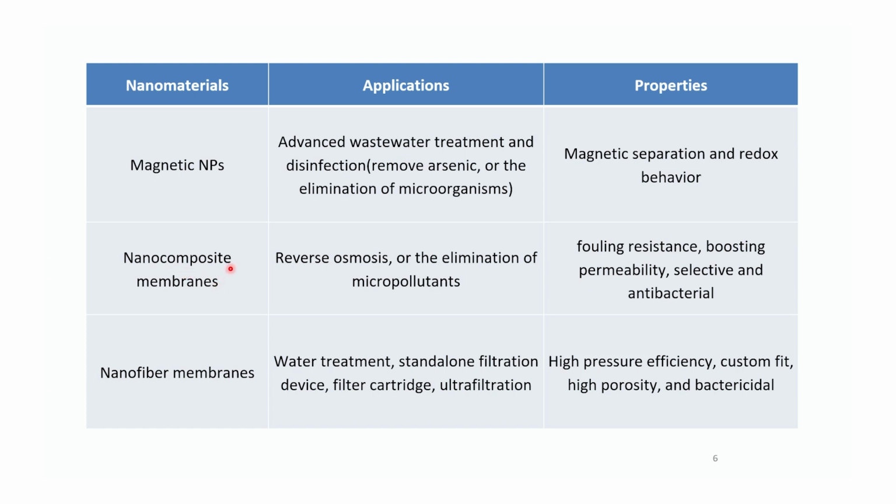Then nanocomposite membranes. These are used in reverse osmosis or the elimination of micropollutants. The properties include fouling resistance, boosting permeability, and they are highly selective and antibacterial.